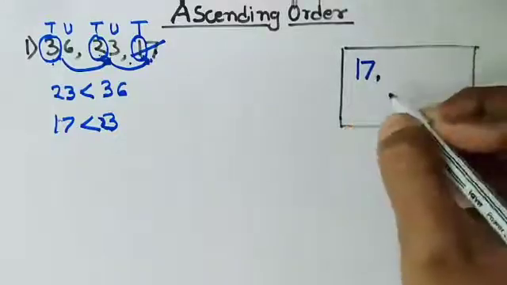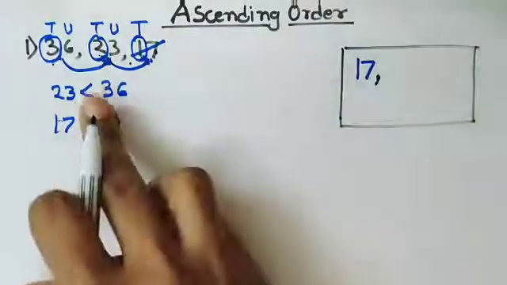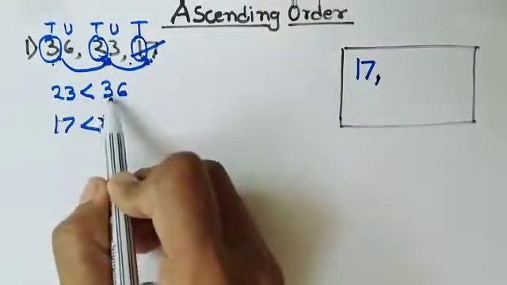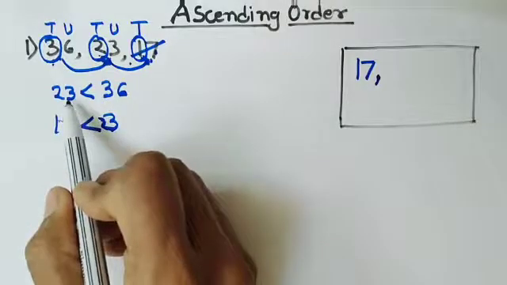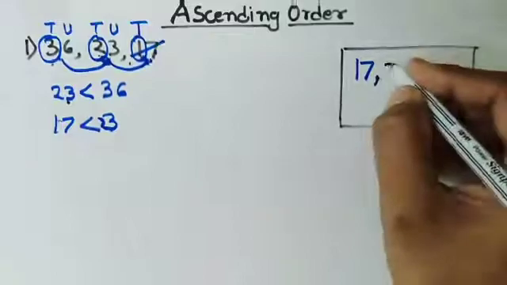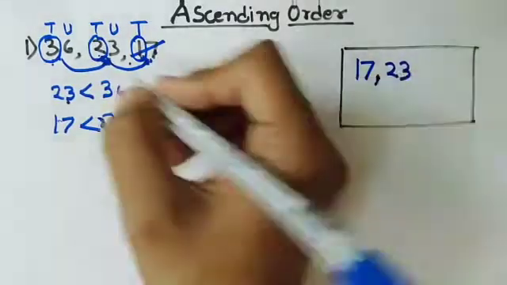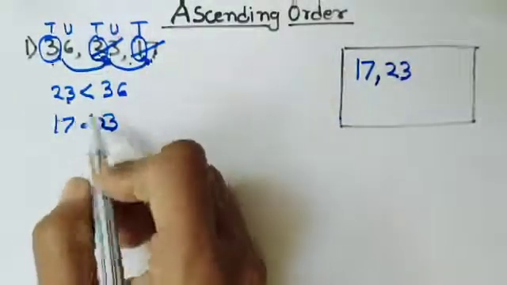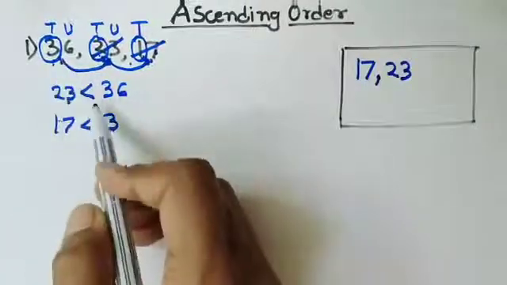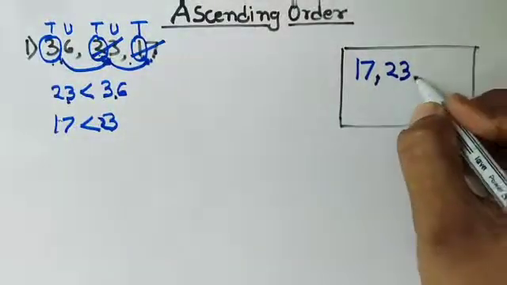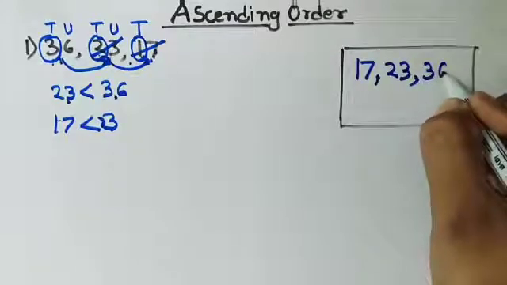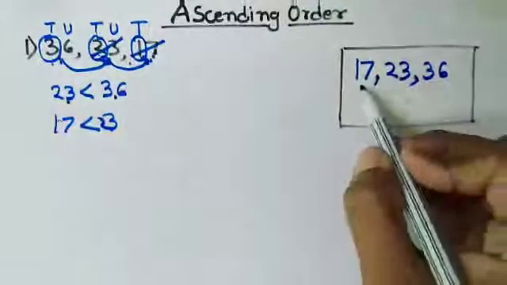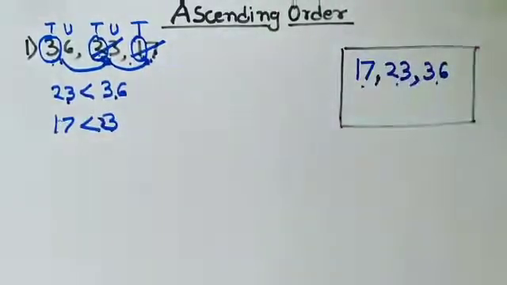Now what will be the next number after that? Yes, out of 23 and 36, which number is smaller? 23. So we will write 23 as the next value. Here we will cut that number, and now the remaining number, that is 36, is the biggest number out of these 3. So we will write here 36. Now from this we get our ascending order of these 3 numbers.